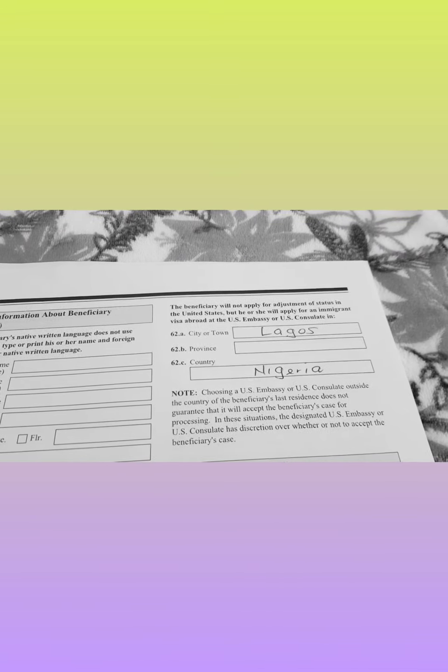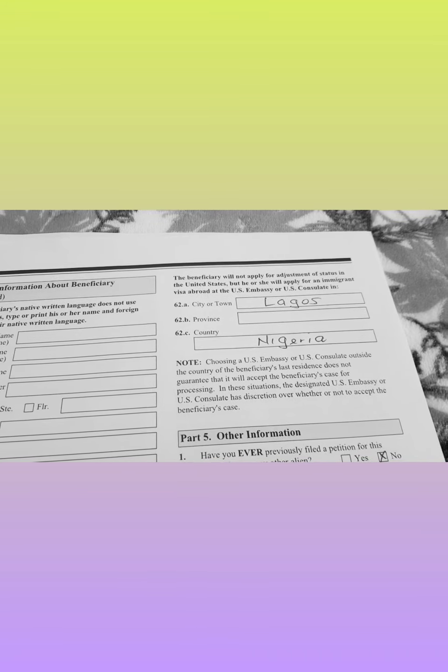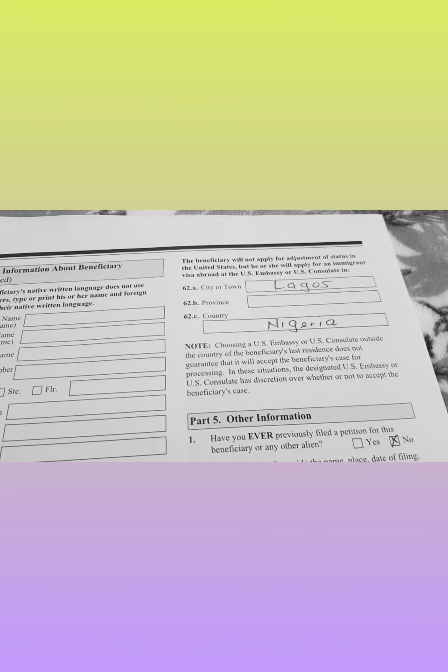So this part you have to fill in where the beneficiary will be attending his interview. So they needed the U.S. consulate. So we put Lagos. 68A. 68B, the province, they don't have. The 68C, the country is Nigeria. Says note over to part 5.